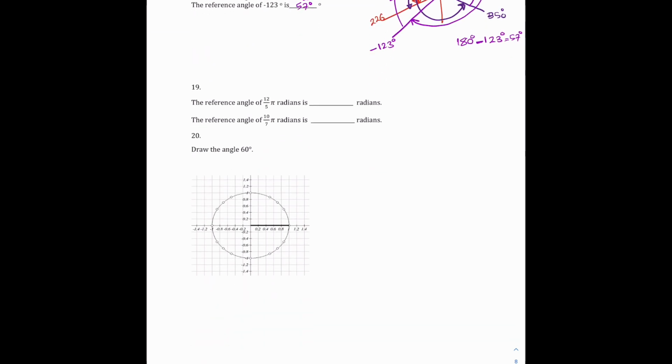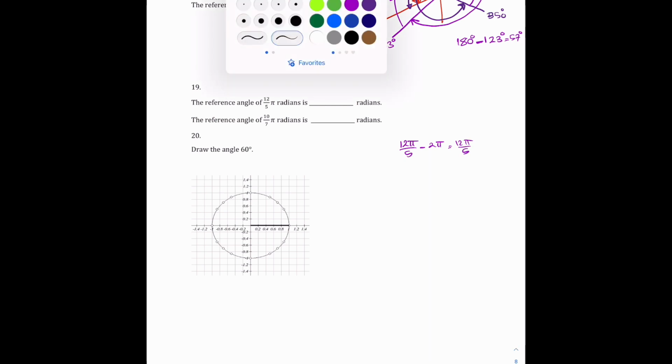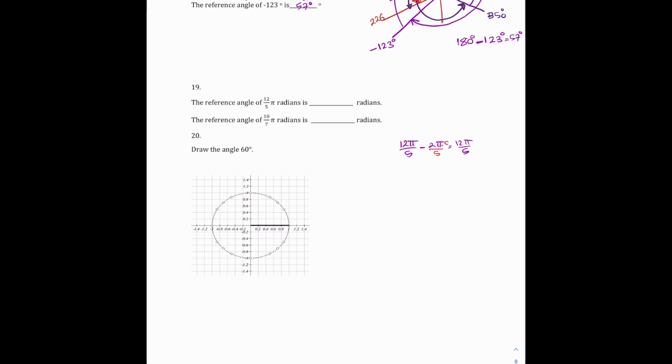Question number 19. The reference angle for 12 pi over 5. In order to find the reference angle, we're going to subtract 2 pi from that. So if we have 12 pi over 5 minus 2 pi, we need a similar denominator, so we know we're going to divide by 5 and multiply by 5. So minus 10 pi over 5, that is going to give me 2 pi over 5.